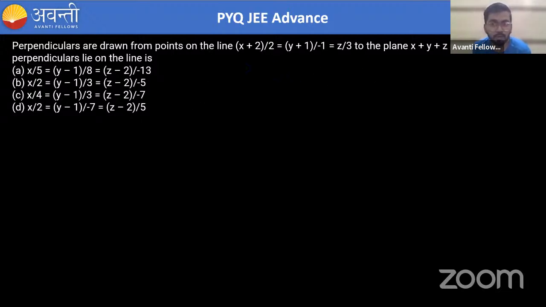Okay, so in this question, perpendiculars are drawn from the points on the line (x+2)/2 = (y+1)/(-1) = z/3.